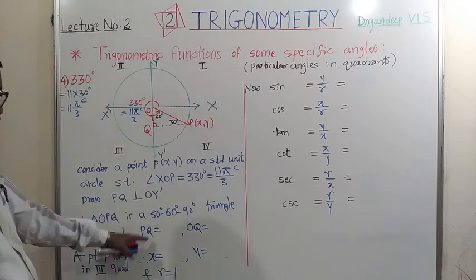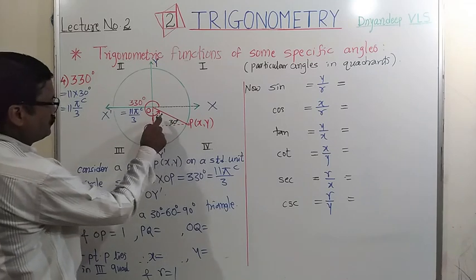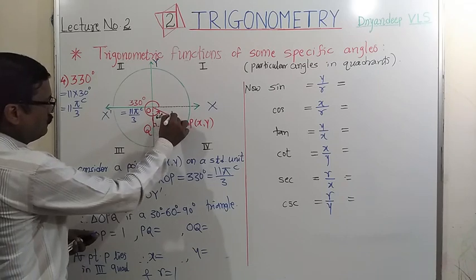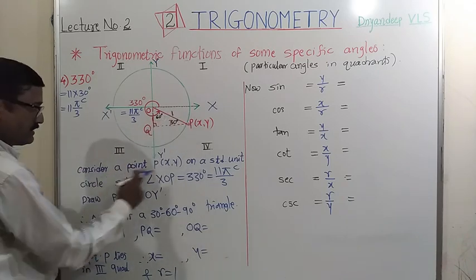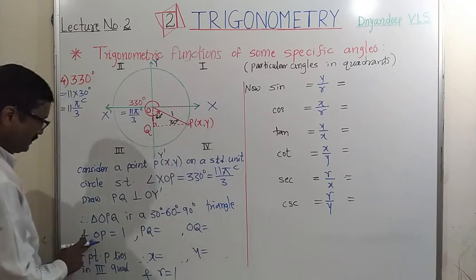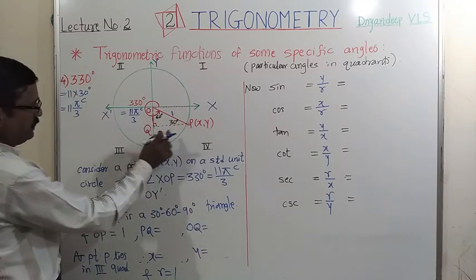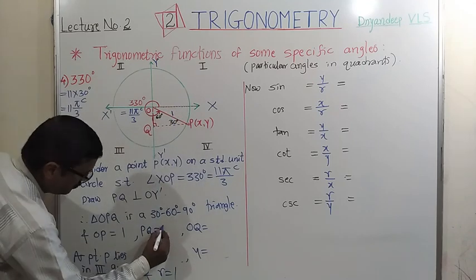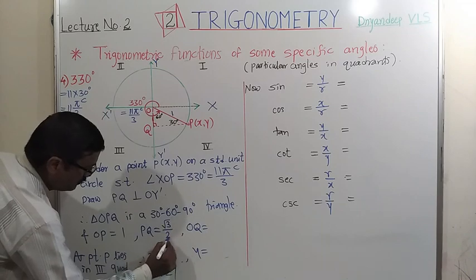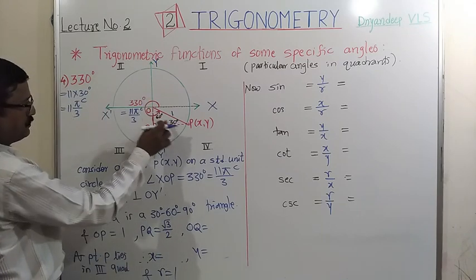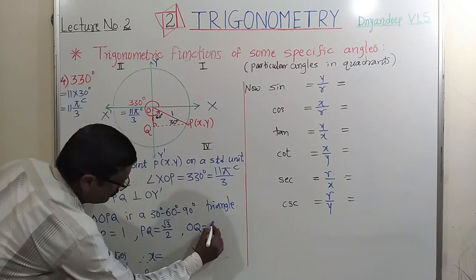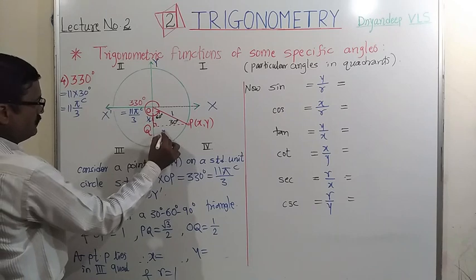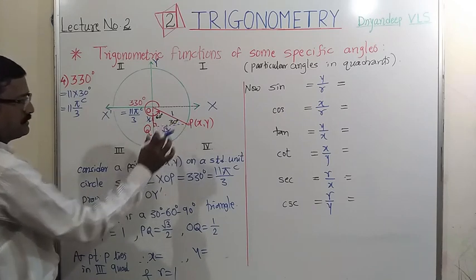Here OP is equal to 1, PQ is the side opposite to 60. Whenever the hypotenuse is 1, why is the hypotenuse 1? Because we have taken here a standard unit circle, so the radius of that circle OP is equal to 1. PQ is the side opposite to 60, so it's root 3 upon 2 times the hypotenuse, that is 1, so it will be root 3 upon 2. And OQ is the side opposite to 30 degrees, so it is half of the hypotenuse. So this value is half, this value is root 3 upon 2. As a distance it is positive.